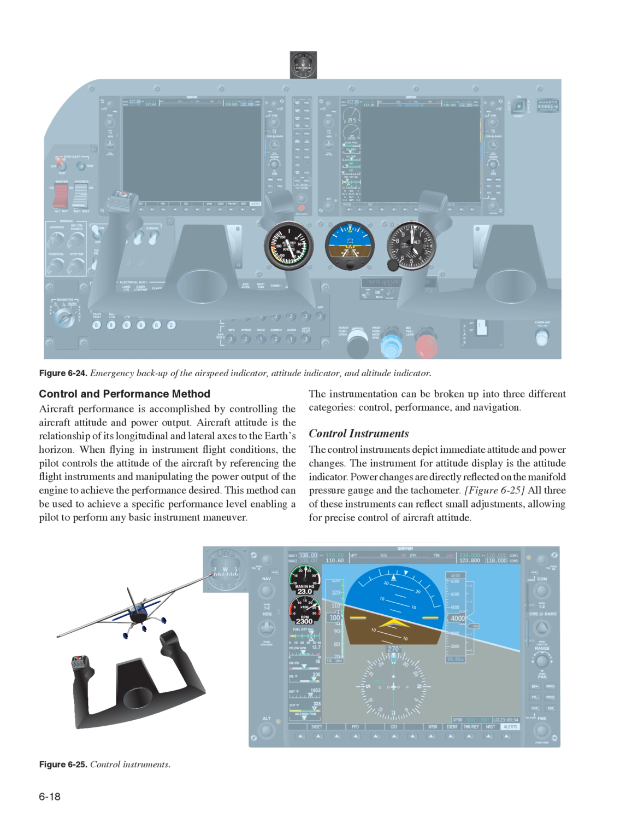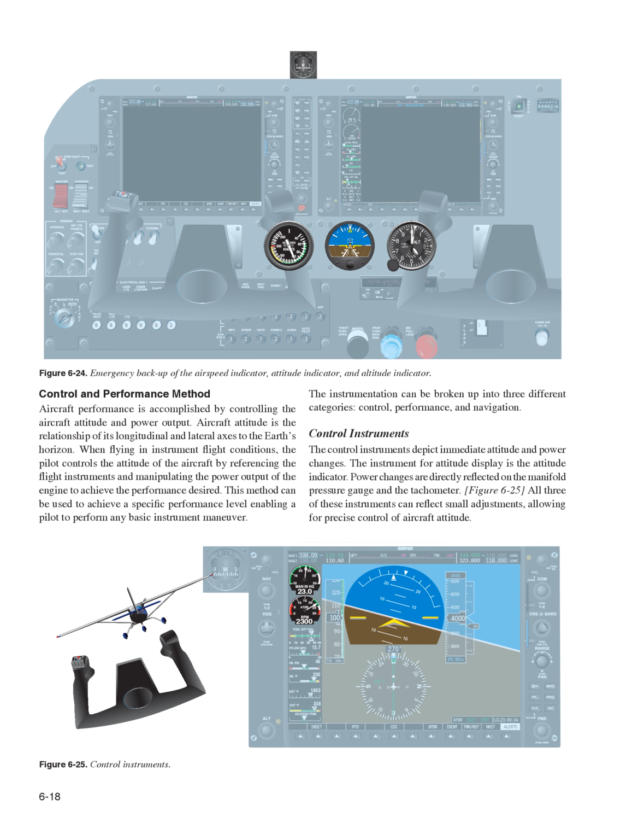Aircraft performance is accomplished by controlling the aircraft attitude and power output. Aircraft attitude is the relationship of its longitudinal and lateral axis to the Earth's horizon. When flying in instrument flight conditions, the pilot controls the attitude of the aircraft by referencing the flight instruments and manipulating the power output of the engine to achieve the performance desired. This method can be used to achieve a specific performance level, enabling a pilot to perform any basic instrument maneuver.